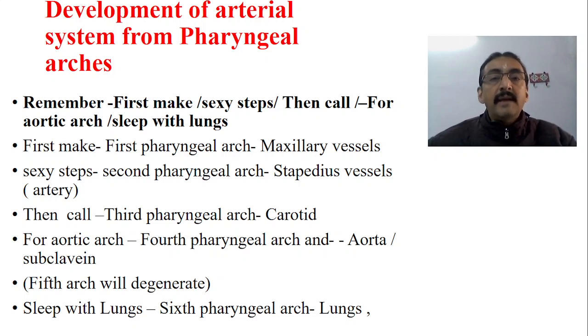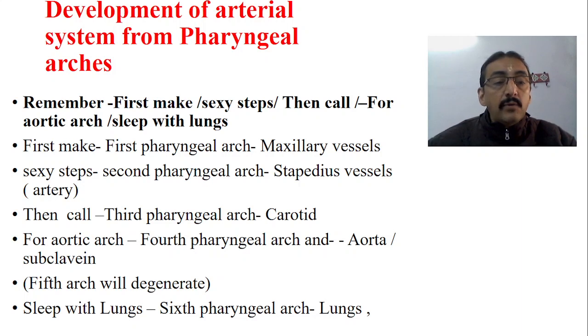Then "call." Call means third pharyngeal pouch. From the third pharyngeal pouch, C stands for carotid, so carotid vessels will develop. Then aortic arch: for the aortic arch, the fourth pharyngeal arch will come. You can remember aortic arch. From the fourth pharyngeal arch comes the development of the aorta, and also the subclavian vessels.